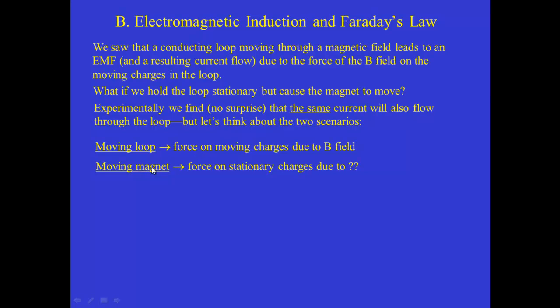But in the case of a moving magnet, where the loop of conducting wire is held stationary, we still must have some kind of force, but it's a force on stationary charges. And the question comes up, what is it due to? It can't be due to the magnetic field itself, because we know that magnetic fields only exert forces on moving charges. Now you might say, well, isn't it the same thing? Isn't a moving magnetic field and a stationary charge the same thing as a stationary magnetic field and a moving charge? And in one sense, yes, it results in the same phenomenon.